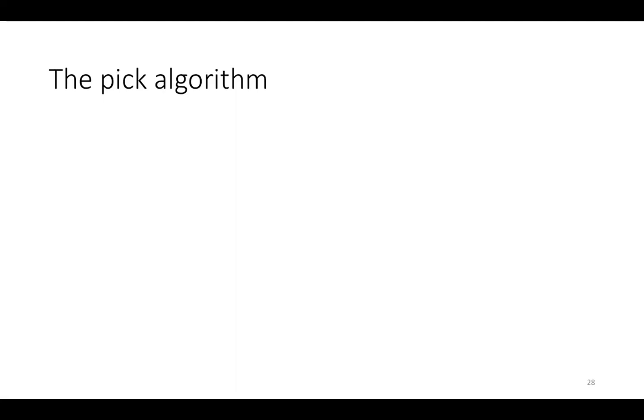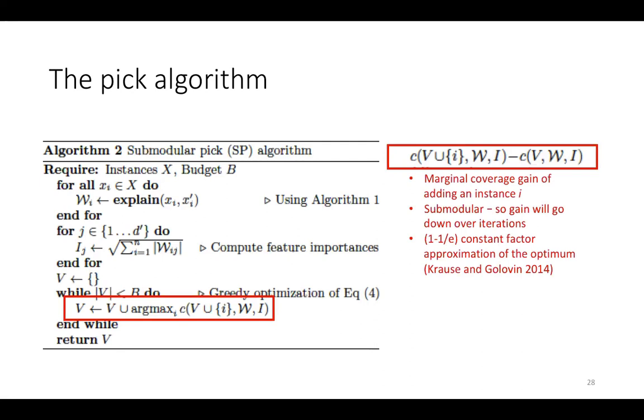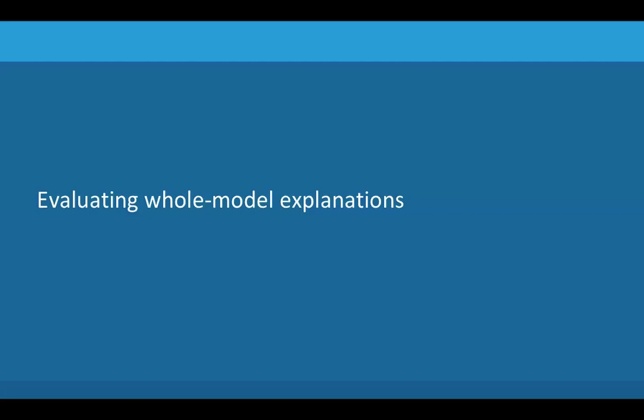So last day we have seen how the authors of this paper have devised an algorithm which could pick instances judiciously so that the explanations are diverse and there is minimal redundancy. They use this submodular selection algorithm which tries to maximize the coverage of features, and they have shown that this is a constant factor approximation of the optimum that can be obtained. So today we will see how they have evaluated this whole model explanation.